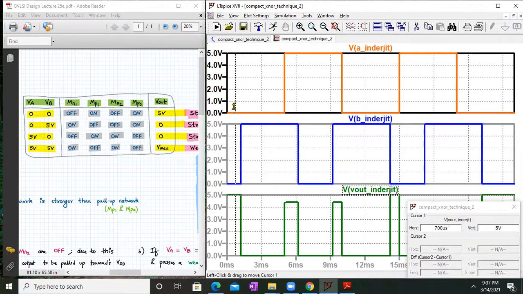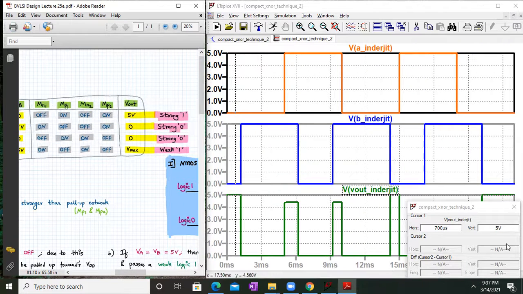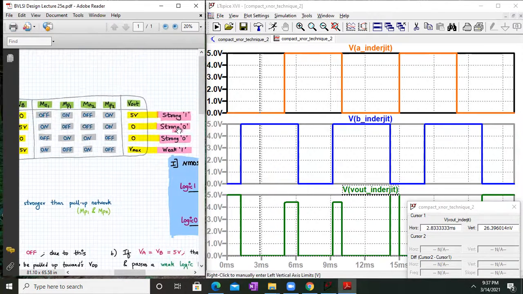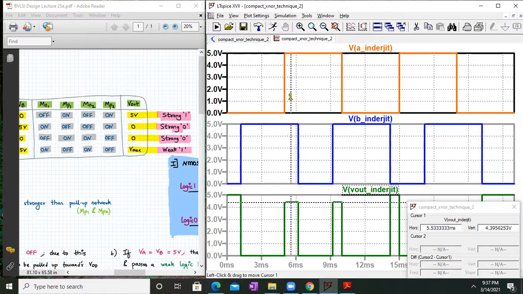The first condition is VA and VB 0, 0. So the output will be a strong 1. Here it is 5 volts. Okay. Next case we have 0 and 5 volt. So for 0 and 5 volt we should get a strong 0, and we are getting that, 26.39 nanovolt, which is as good as 0. And the next condition is 1 and 1.